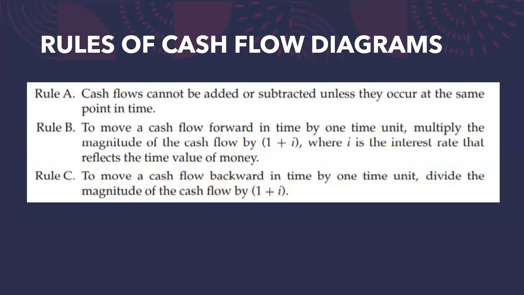Rule C is to move a cash flow backward in time by one time unit: divide the magnitude of the cash flow by 1 plus i. The exact opposite of moving forward. So these three are the main rules of dealing with cash flow diagrams.